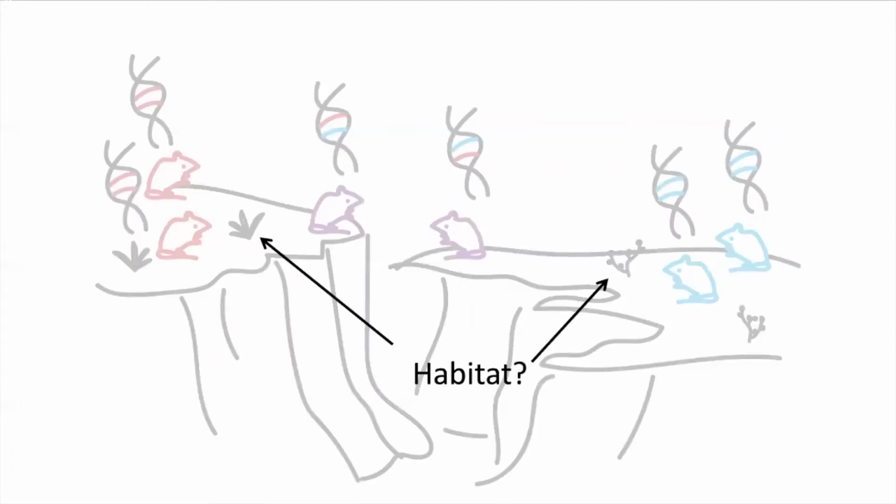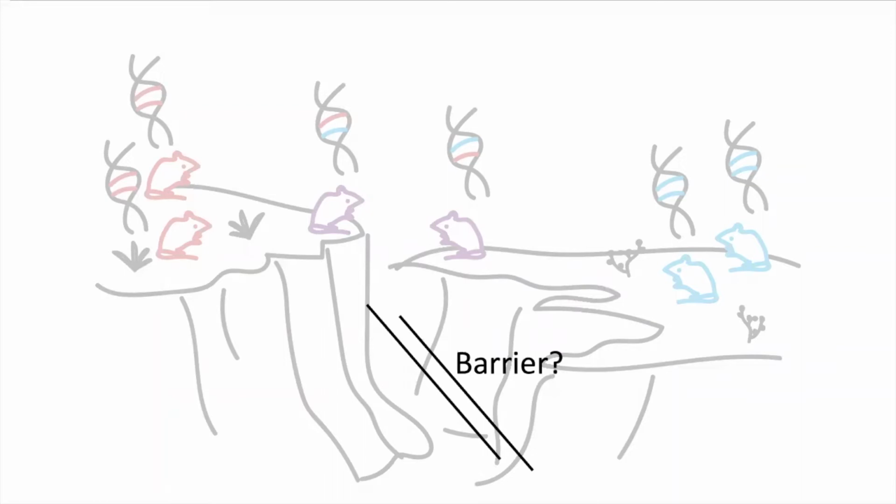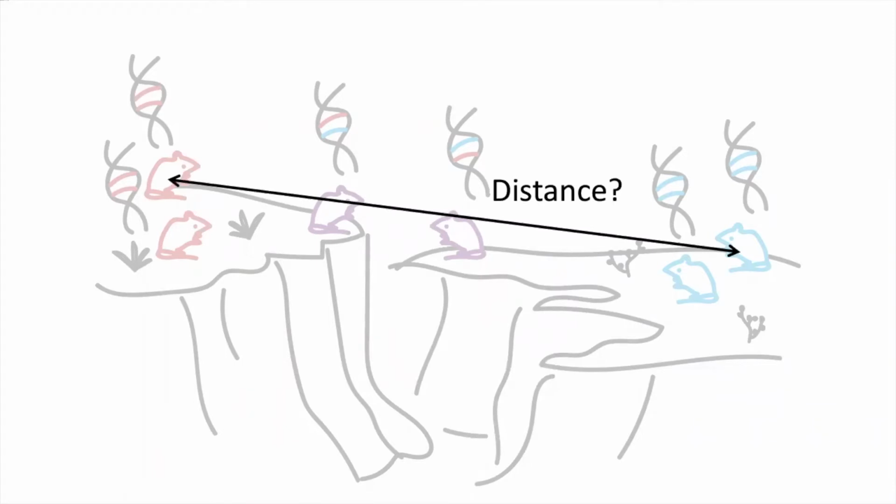So given this distribution of phenotypes and genotypes on the landscape, there could be a number of different influential factors, including differences in the habitat that I'm representing here with these different vegetation communities. There's this geographic barrier that is maybe difficult for organisms to disperse across. And then genetic structure can occur just because individuals are far apart in space.